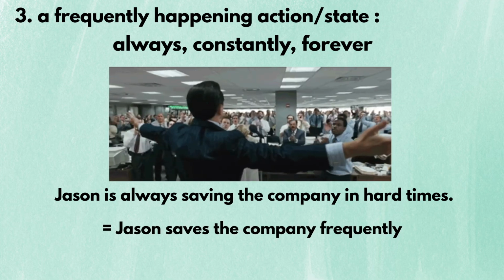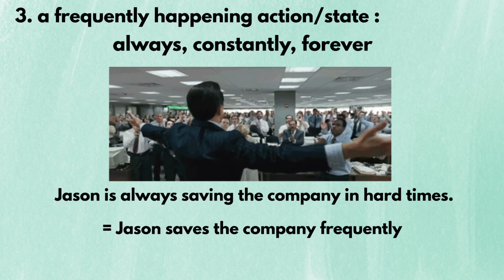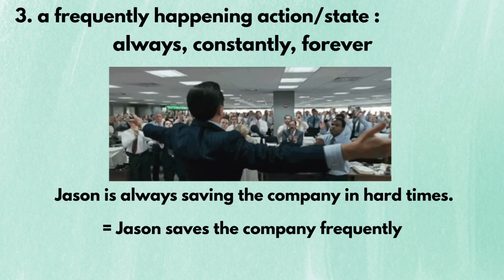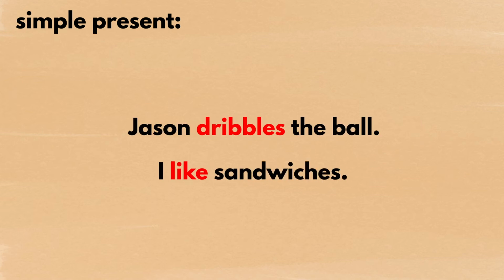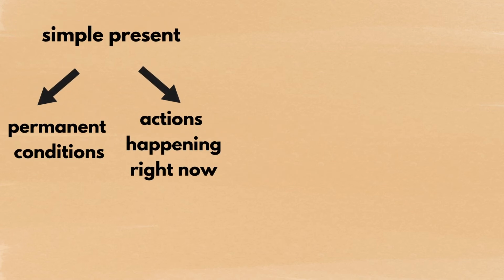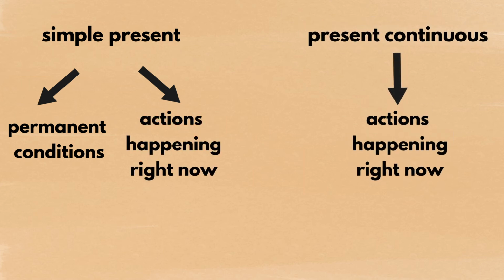Alright, let's move on to the difference between the present continuous tense and the simple present tense. The simple present tense refers to expressions such as Jason dribbles the ball or I like sandwiches. The simple present tense has two meanings. One refers to something permanent and the other refers to something happening right now. On the other hand, the present continuous tense refers to what is happening right now. Hence, there's an overlap of meaning between the two tenses.